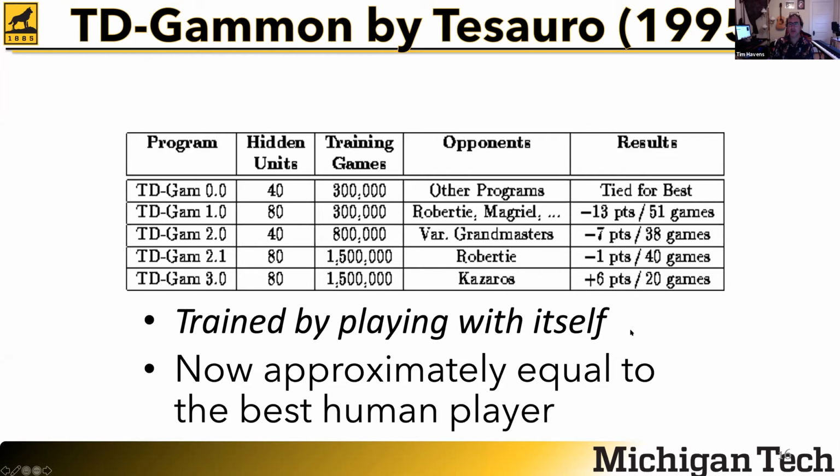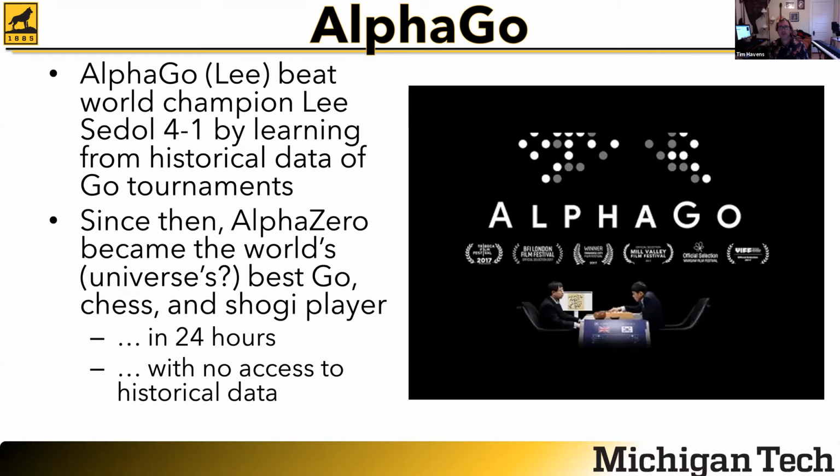AlphaGo, how many people have seen AlphaGo? If you haven't, you should go out and watch that movie, especially since we're all just staying at home and have a lot of time to watch movies like this. AlphaGo is a movie about the DeepMind project's program, called AlphaGo, a computer that played Go. AlphaGo Lee beat the world champion Lee Sedol, the best player in the world, 4-1 by learning from historical data of Go tournaments. So it's a computer that beat the best Go player.